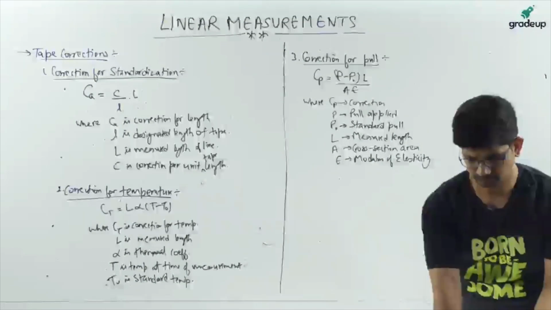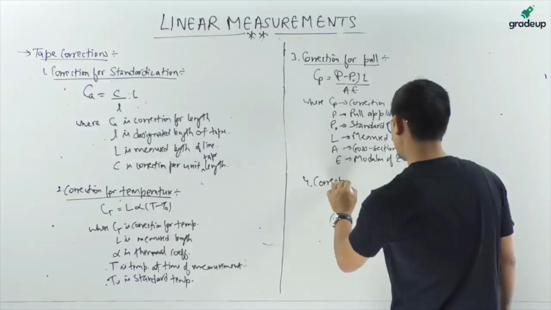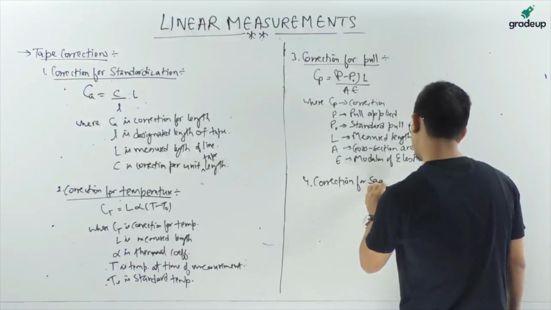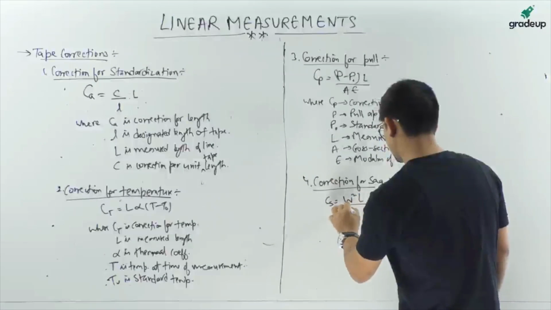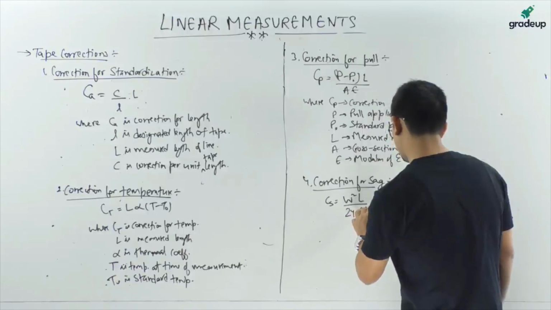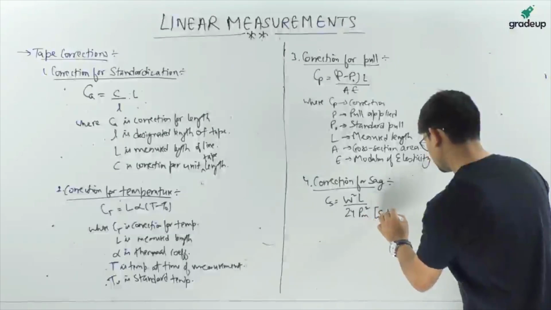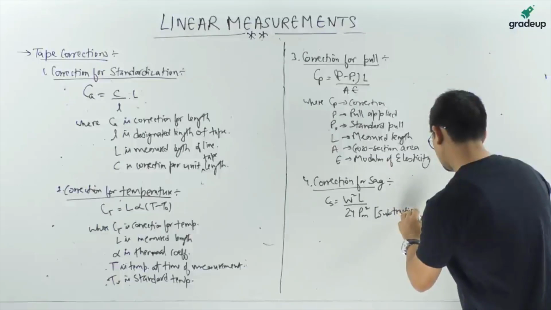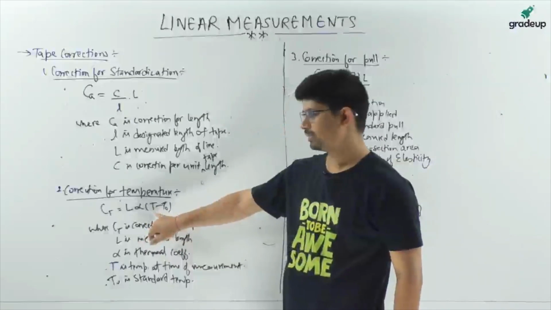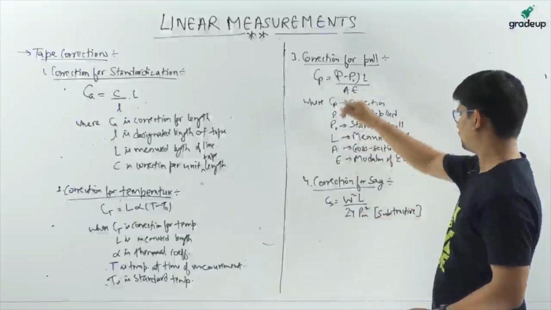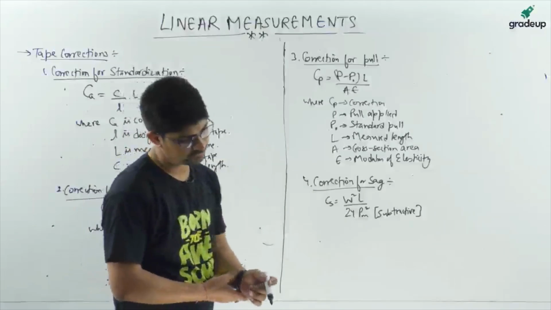Okay. Now this fourth correction, that is correction for sag. Okay. So correction for sag Cs is W squared L upon 24 Pm squared, and please note, this is subtractive always. The positive and negative nature of the temperature correction depends on T. Here it depends on the applied pull P, but here it is always subtractive. Okay. So this is one property which you should remember.